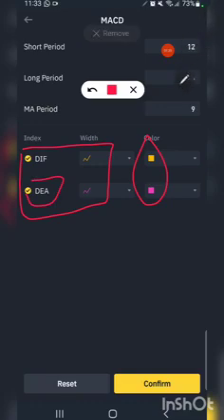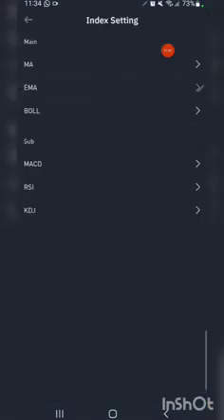These are the standard settings of the MACD indicator. We have the shorter period, longer period, and MA period. When you set it, you click on confirm. Once you click on confirm, you're good to go.